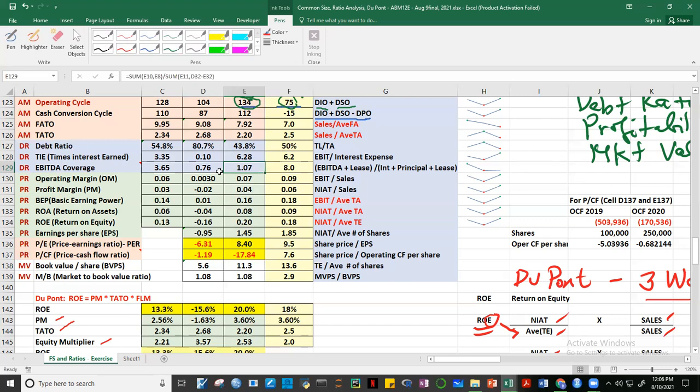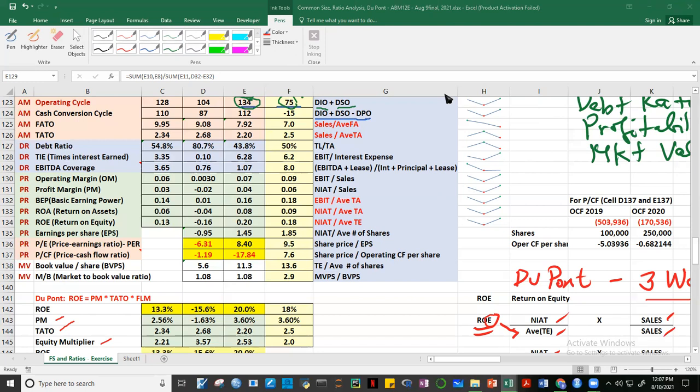Okay? All right. Any questions, guys? Pause muna ako. Any questions, especially dito sa times interest earned, EBITDA coverage? Any questions? Okay. Yes, sino may questions? May nag-raise ng hands. Okay, who would like to ask the question first? Who were the ones who raised their hands?